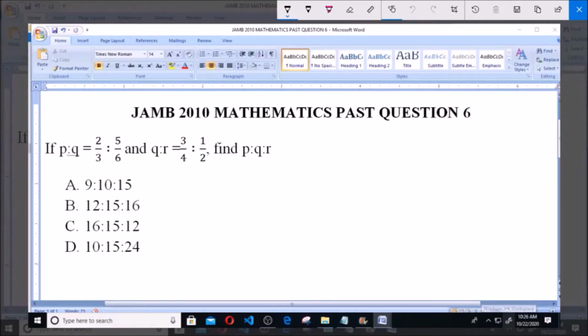I'll be answering JAMB 2010 Mathematics Past Question 6. If P ratio Q is equal to 2 over 3 ratio 5 over 6 and Q ratio R is equal to 3 over 4 ratio 1 over 2, find P ratio Q ratio R. The options are: A is 9 ratio 10 ratio 15, B 12 ratio 15 ratio 16, C 16 ratio 15 ratio 12, and D 10 ratio 15 ratio 24.